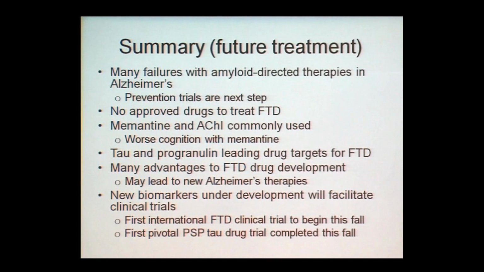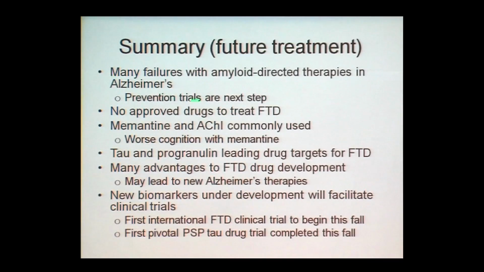So what did I tell you today, and what would I like you to take home? There have been a number of failures with amyloid-directed therapies in Alzheimer's disease, and it may be that the reason is that we've been using amyloid therapies too late in the disease, so there are a number of prevention studies where we'll treat very early, perhaps before symptoms start, and we hope these will work better. Unfortunately, there are no drugs to treat FTD, and when we looked at the most commonly used one, memantine, it actually made our patients worse.